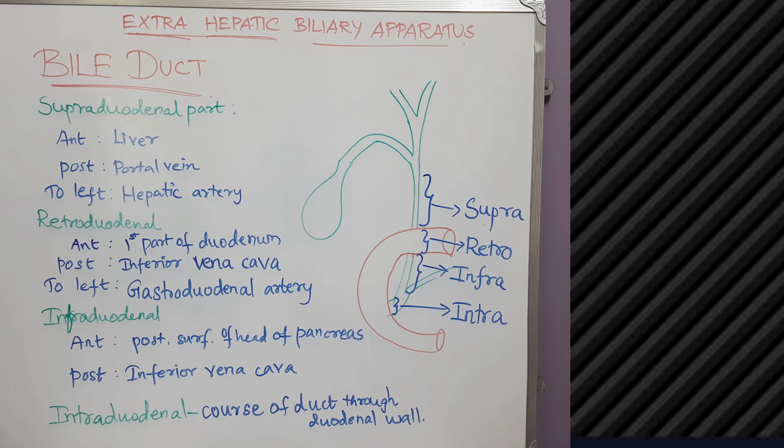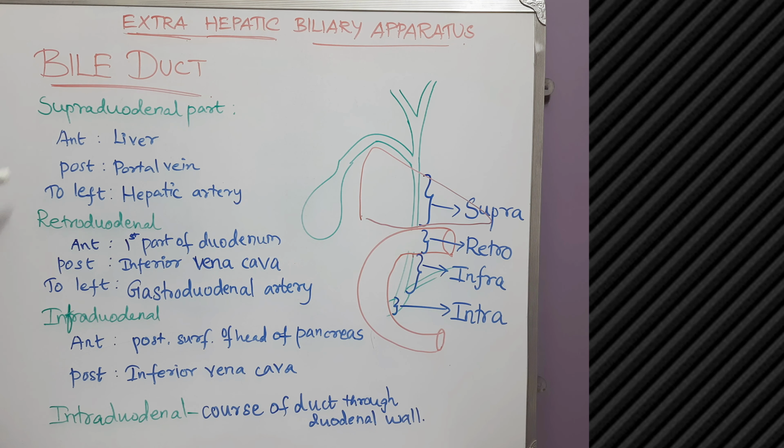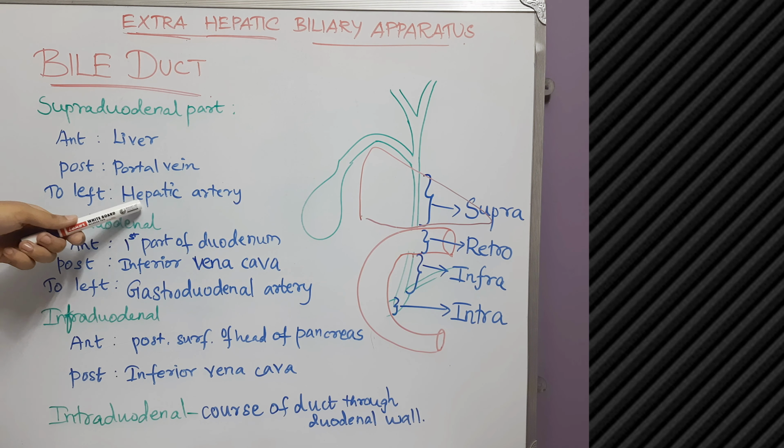The supraduodenal part is related anteriorly to the liver and posteriorly to the portal vein that comes from the porta hepatis of the liver, and to the left it is related to the hepatic artery which also comes from the porta hepatis of the liver.